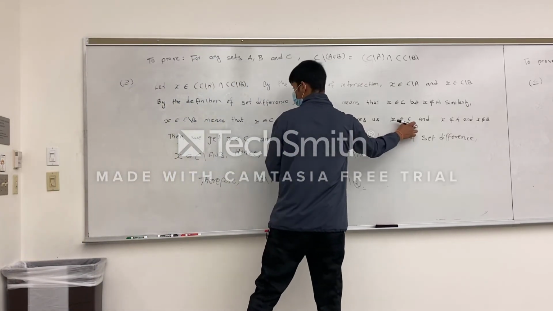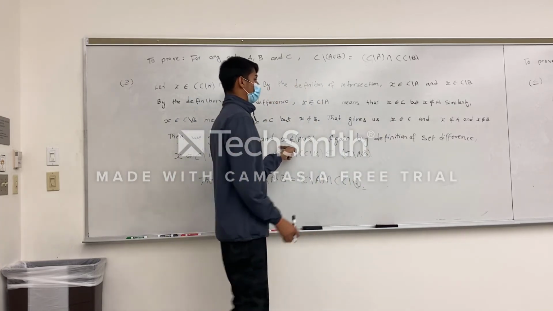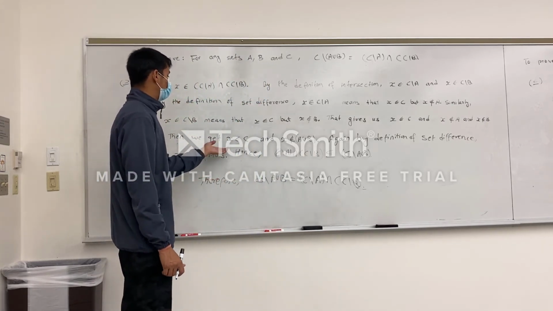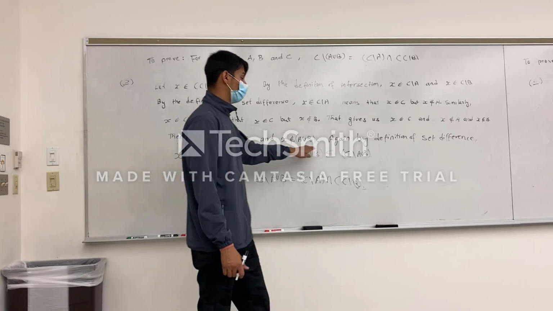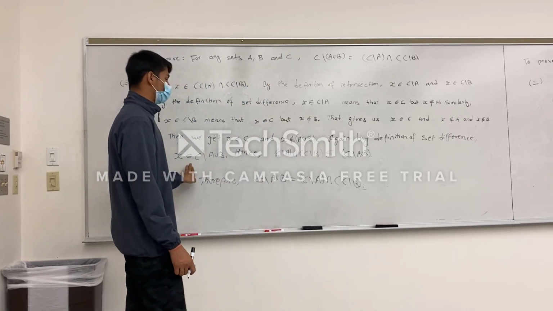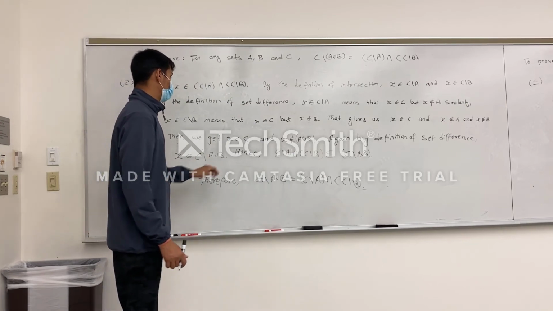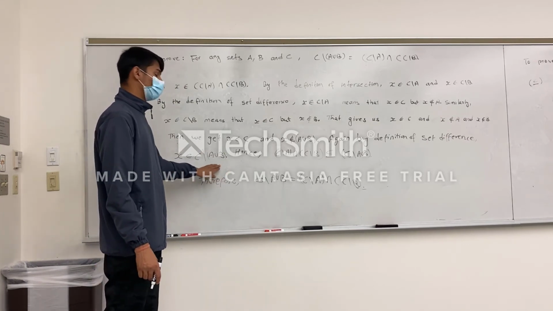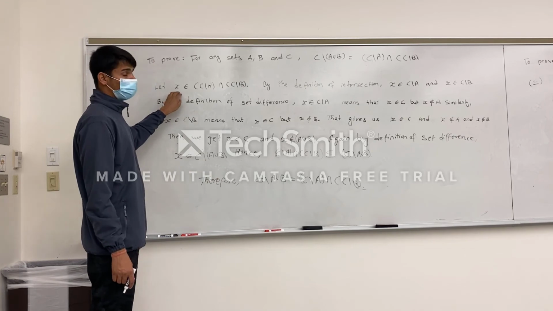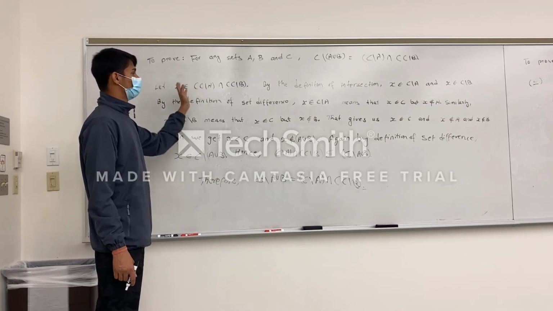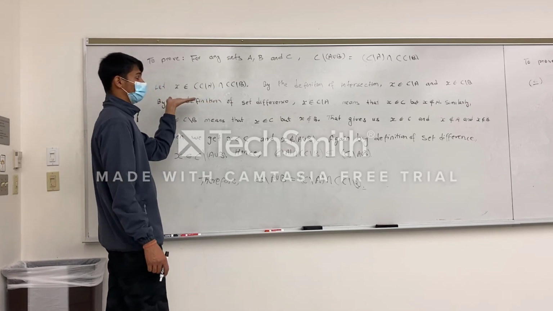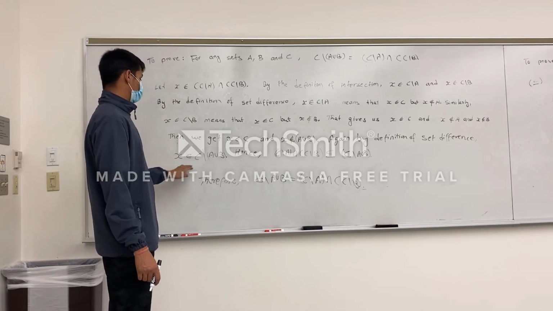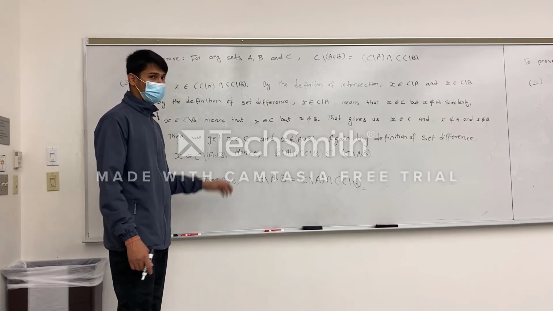So we have x belongs to C and x does not belong to A union B. Now again, by the definition of set difference, since x belongs to C and x does not belong to A union B, that means that x belongs to the set difference of C and A union B. We began by assuming that x belongs to the intersection of the set difference of C and A and the set difference of C and B, and now we came to the conclusion that x belongs to the set difference of C and A union B.